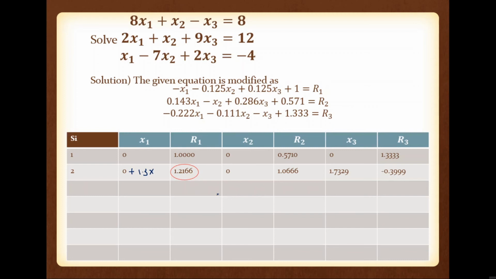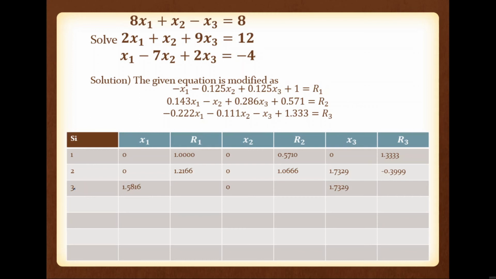Yes, 1.582. If you are using 3 significant digits, for me it is 1.5816. Okay, so the value is 1.5816 for me. So you can use 1.52, no problem. Okay, so that is the x1 value. Now the remaining two are copied. So x2 is 0 and x3 is 1.7329. So the x1, x2, x3 values are available for the next iteration.